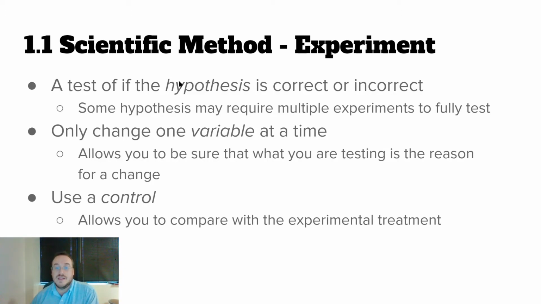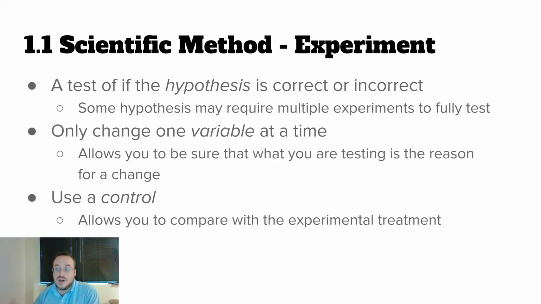So a test of the hypothesis is an experiment, right? And it's going to show us if the hypothesis is correct or incorrect, right? A hypothesis might require a couple of different experiments to fully test it. So with the plant, you may want to test whether the plant dying and the soil drying out are two different outcomes, right? So you'd want two different experiments for that. But in our experiments, we're only going to change one variable at a time. Remember, a variable is something that will change, right? So we only want one thing to change at a time. That way we know for certain that that is the reason for the change.